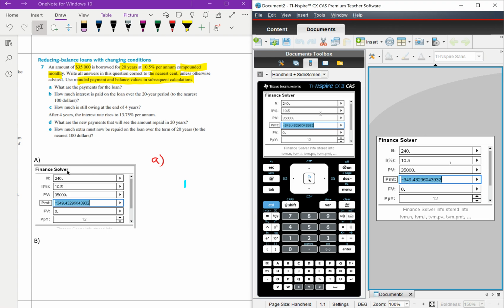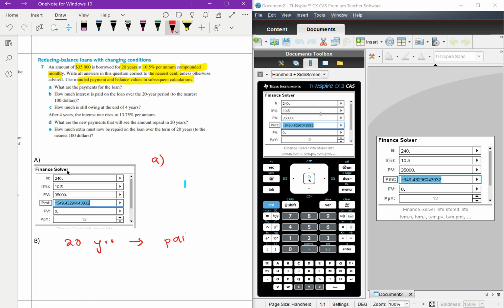Now let's go on to B. B says, how much interest is paid on the loan over 20 years to the nearest $100? Well, to know the interest, you need to know how much you paid overall after 20 years. Because you only borrowed $35,000, it's very likely that after all that compound interest you're going to be paying much, much more. So the question is, how much did you have to pay extra? That's the interest included. Anything more than $35,000 is going to be interest.